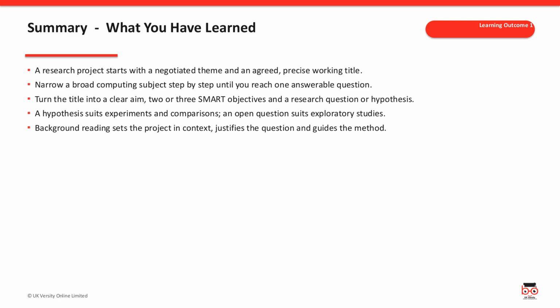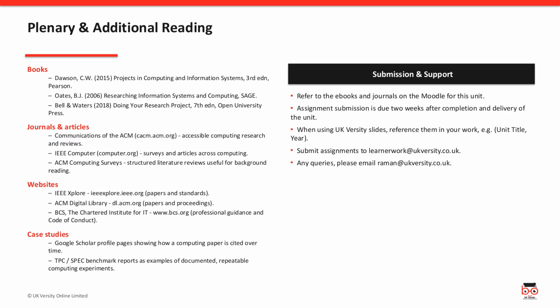Let's gather up what this outcome covered. A research project starts with a negotiated theme and an agreed precise working title, and you narrow a broad computing subject step by step until you reach one answerable question. From there, you turn the title into a clear aim, 2 or 3 smart objectives, and either a research question or a hypothesis, remembering that a hypothesis suits experiments while an open question suits exploratory work. And underpinning all of it, background reading sets your project in context, justifies the question, and guides your method. That's a solid foundation laid for planning your research.